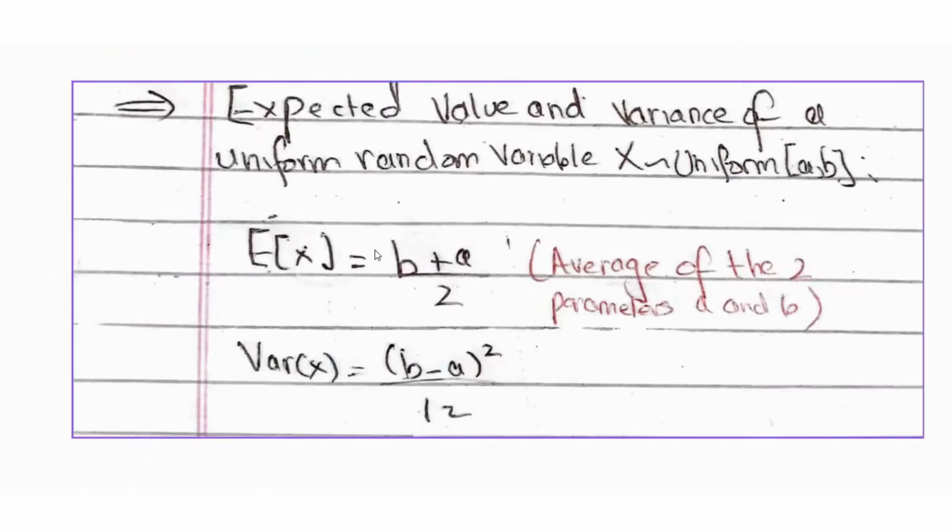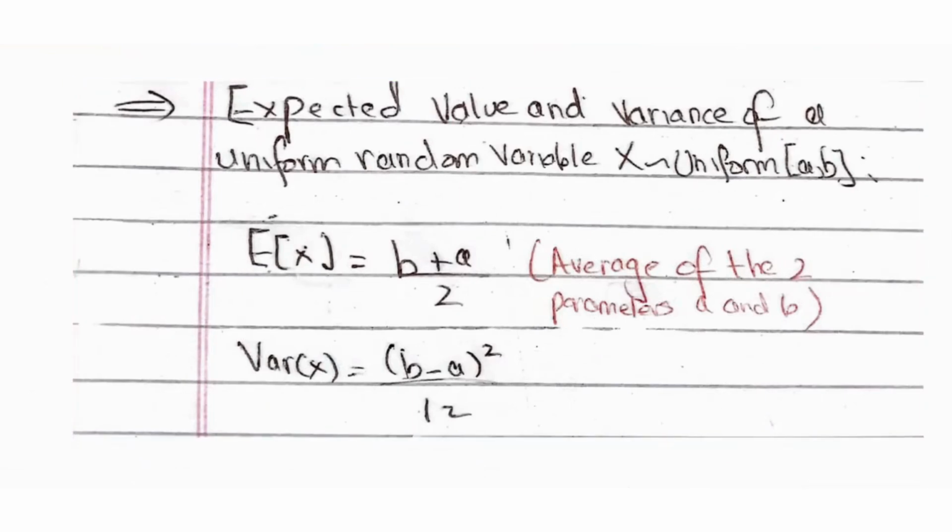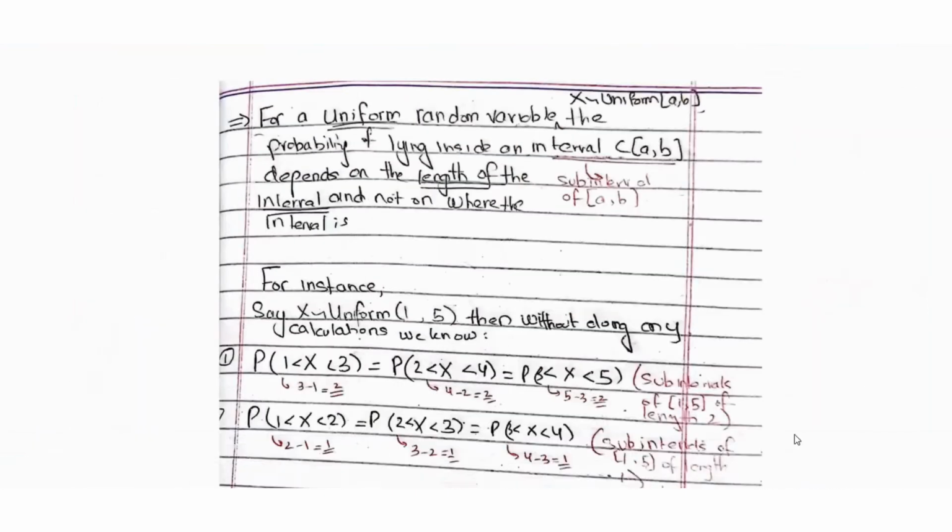Now, this is the expected value and variance of a uniform random variable X with two parameters a and b. The expected value is just the average of the two parameters, and this is the variance, which we can derive using its PDF. Lastly, for a uniform random variable, there's an important property: if X is uniform with parameters a and b, the probability that X lies inside a subinterval of [a, b] depends upon the length of the interval and not where the interval is located.